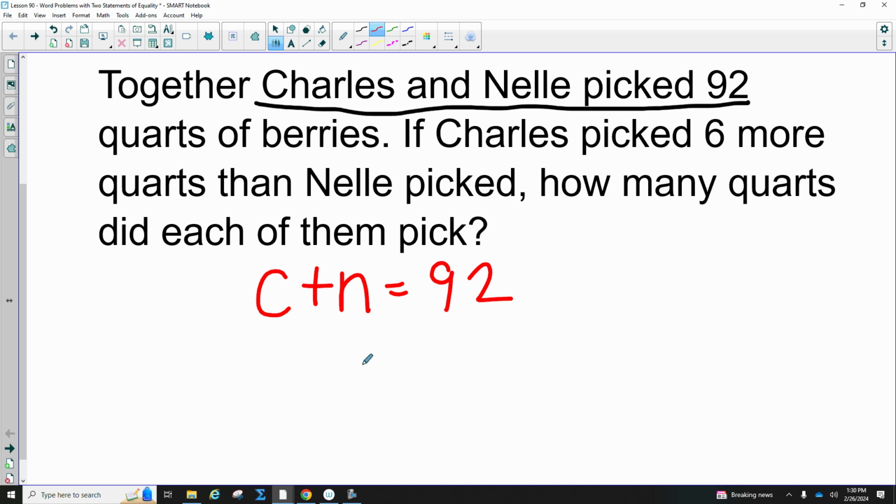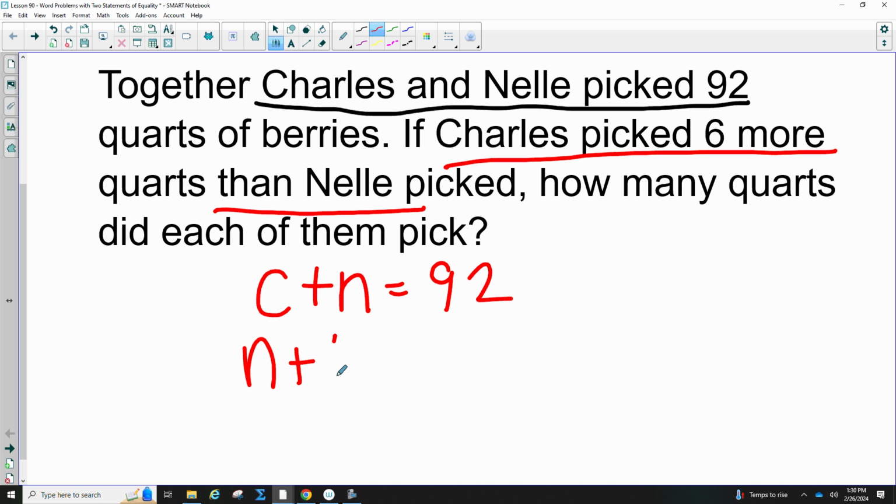Okay, the second one, Charles picked 6 more than Nell. So the way I do these is, who has less? Every time. Who has less? Yep, Charles picked 6 more than Nell, so Nell has less. That is who you add to make them equal. Whoever has less adds 6, and that is equal to the other one, okay?